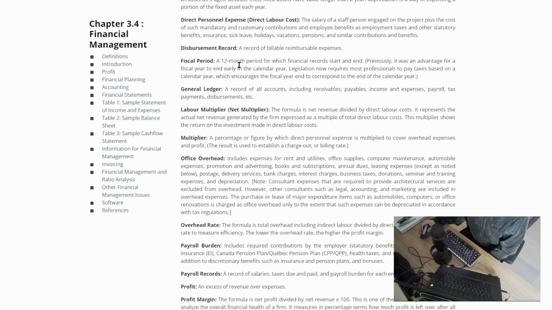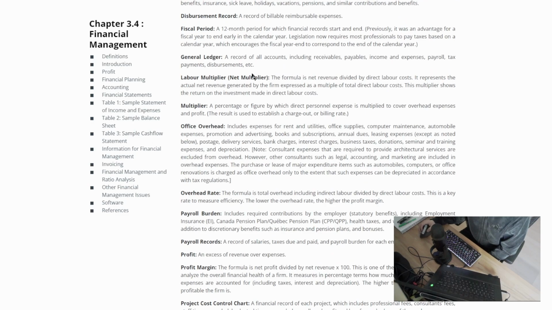Fiscal period: a 12-month period for which financial records start and end. Previously, it was an advantage for a fiscal year to end early in the calendar year. Legislation now requires most professionals to pay taxes based on a calendar year, which encourages the fiscal year end to correspond to the end of the calendar year. General ledger: a record of all accounts, including receivables, payables, income and expenses, payroll, tax payments, disbursements, etc.